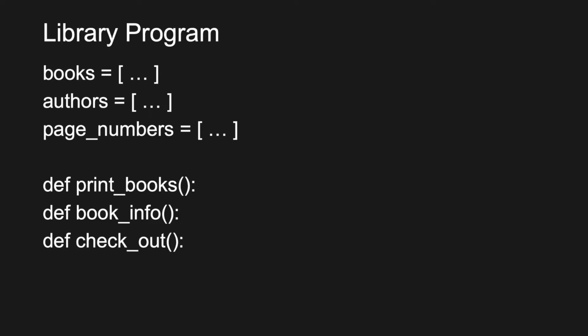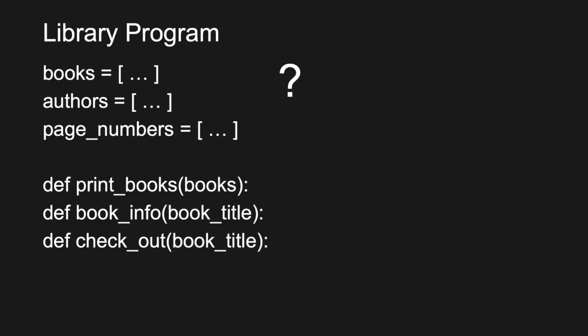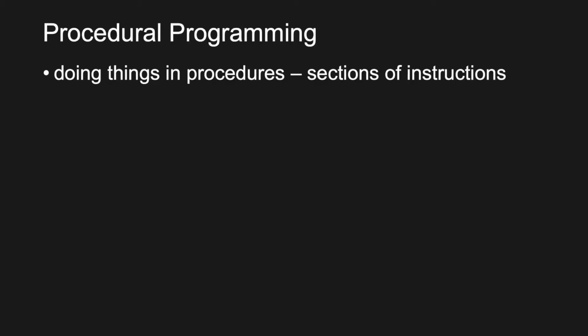The problem is there's no real structure in this program. All of these variables aren't grouped in any way that makes sense. You have to use corresponding lists, which can get annoying. The functions can also get confusing. Maybe one takes in parameters, maybe it changes the original list, and if you change one function, another one using it could break. This type of programming is called procedural programming, doing things in sections of steps called procedures.